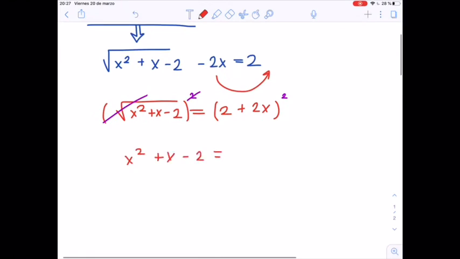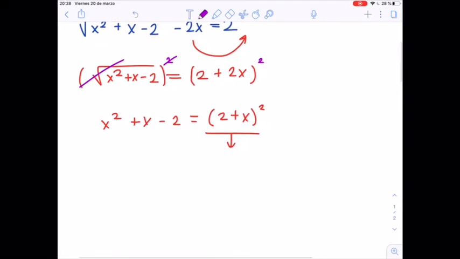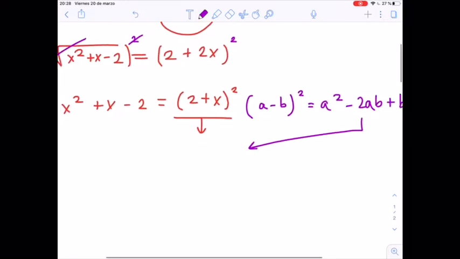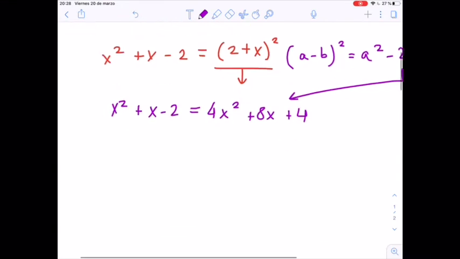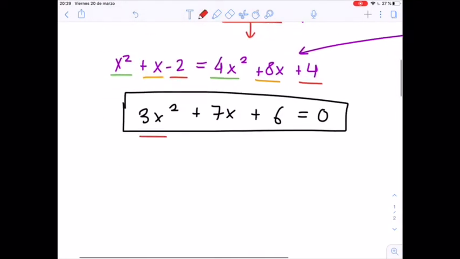The next step is to operate and put together the similar terms, and we observe that it is again a second-degree equation. But before arriving to this part, we have to stop at the square operation of 2 plus x. Here we have to use the method of notable products. The next step, as I said before, is to group the similar terms. Then we start solving the second-degree equation with the formula we have on the screen.